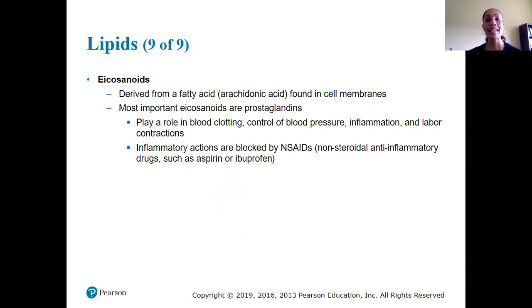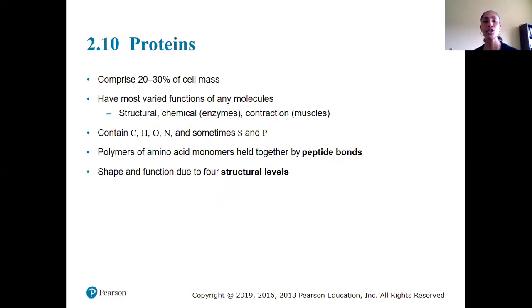And then lastly, the eicosanoids are derived from a fatty acid found in cell membranes. The most important ones are prostaglandins. So prostaglandins play a role in blood clotting, controlling blood pressure, inflammation, and labor contractions. And inflammatory actions are blocked by non-steroidal anti-inflammatory drugs such as aspirin and ibuprofen. All right, let's move on to protein.